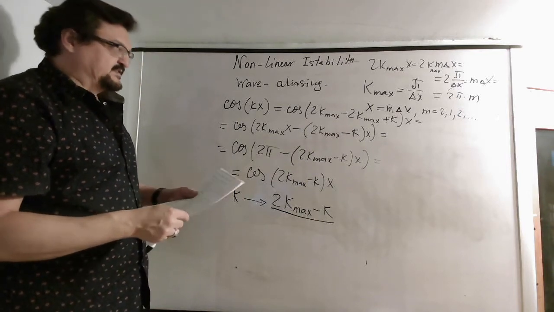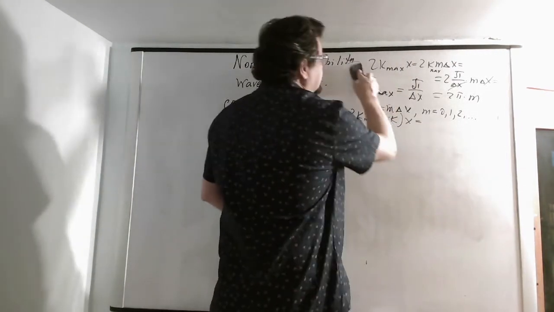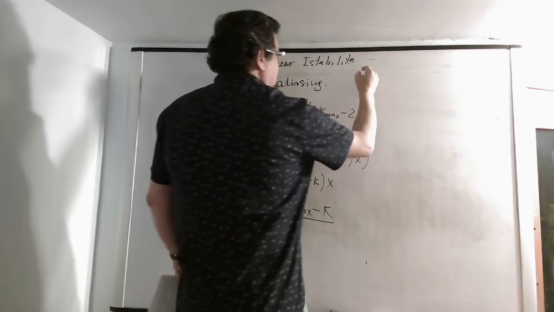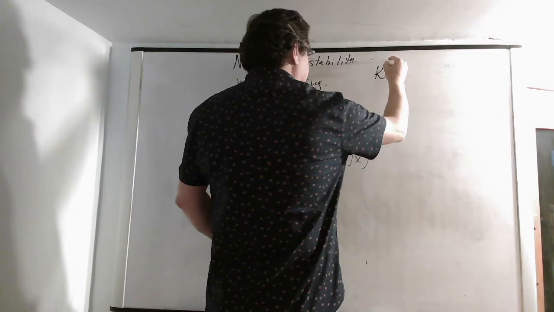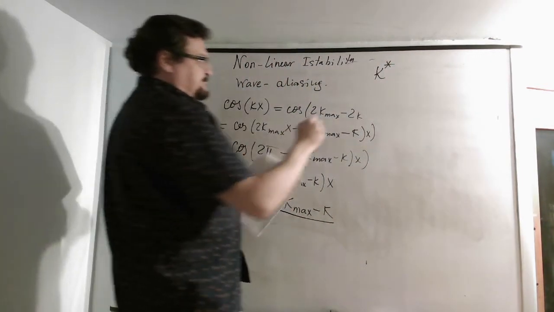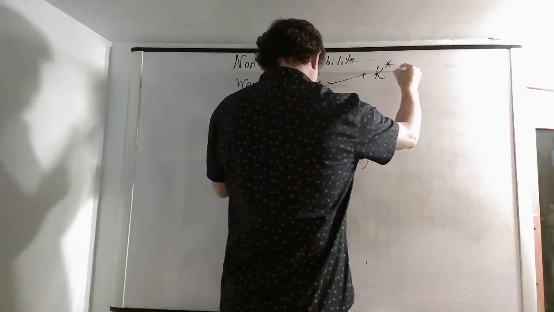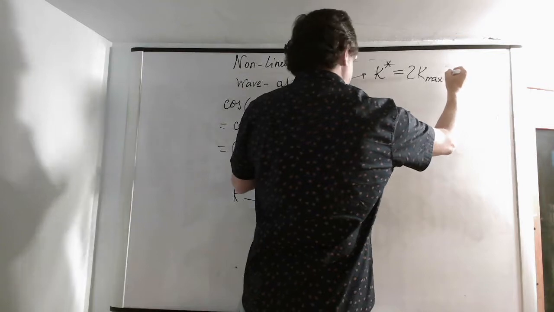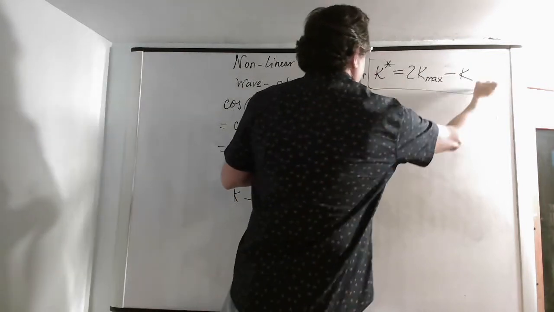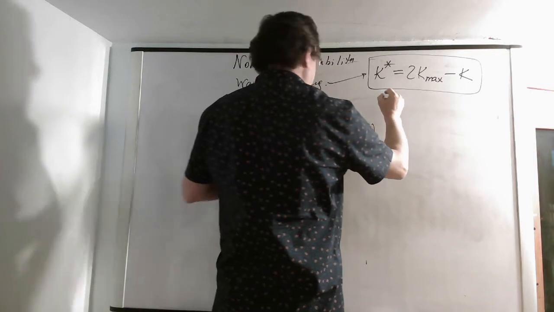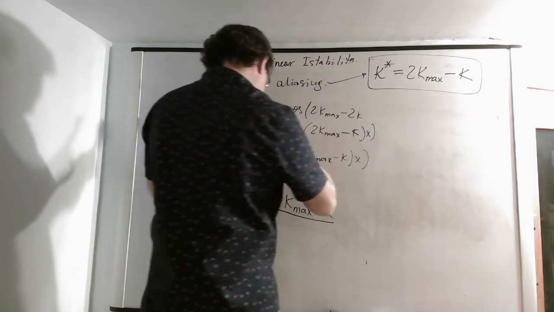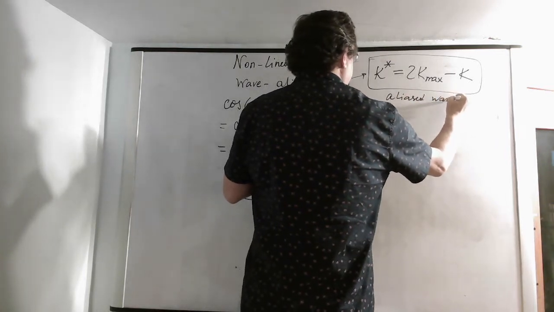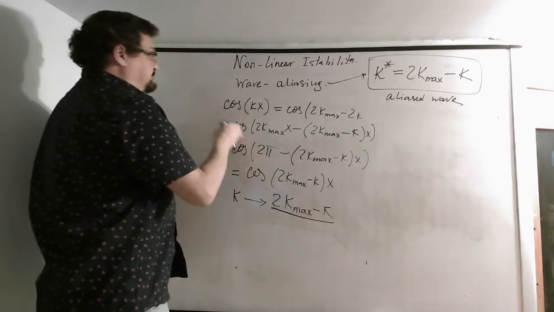So this is an important formula that we'll use later. Let's write it here. This is aliasing: the aliased k, this earliest value, equals 2k max minus k. So this is the aliased wave.